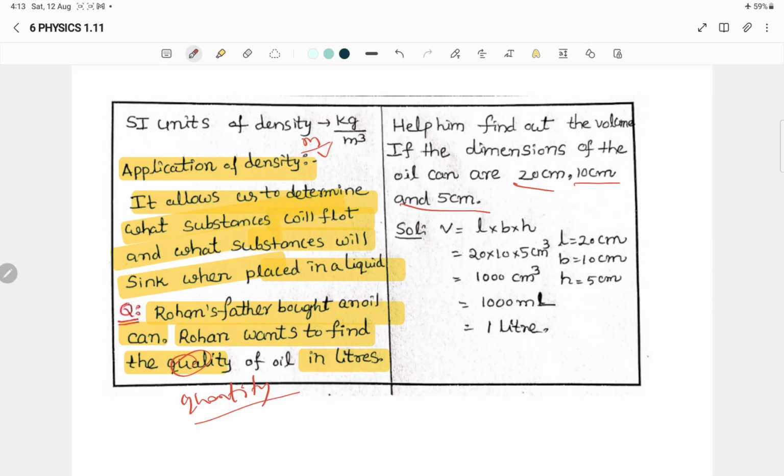When we observe these figures, according to these figures, the container shape is cuboid. How to find the volume of a cuboid? Formula: V is equal to L into B into H. According to the formula, V is equal to 20 into 10 into 5 centimeter cube. Here we will get 1000 centimeter cube. 1 centimeter cube is nothing but 1 milliliter. That's why 1000 milliliter. Totally we get 1 liter as the volume of the can. The volume of the can is equal to how much? 1 liter.